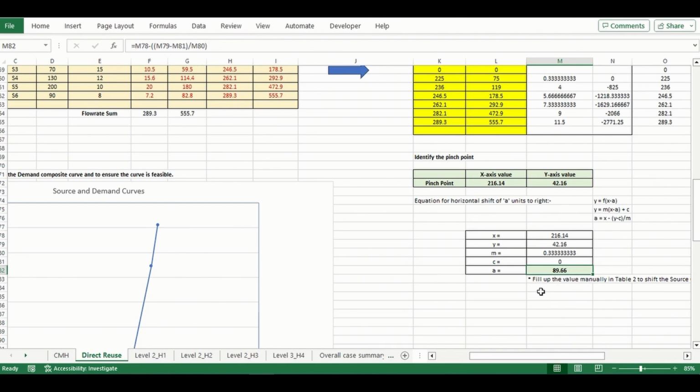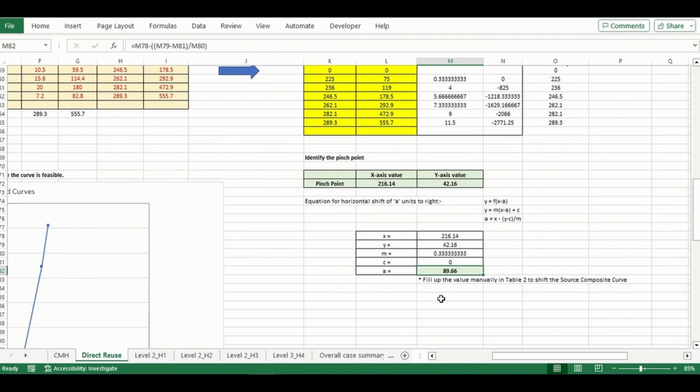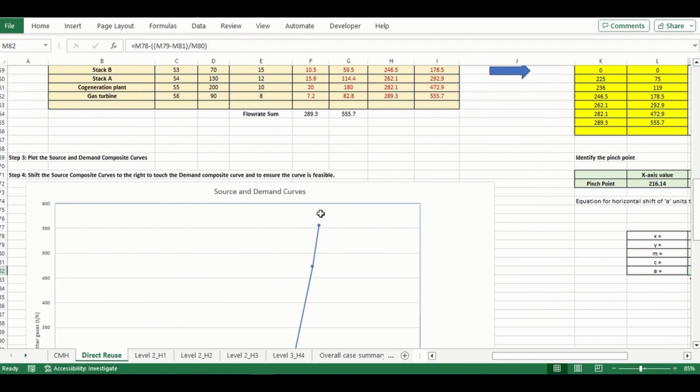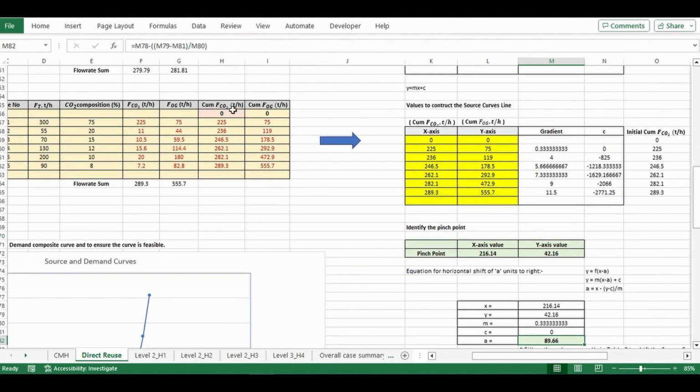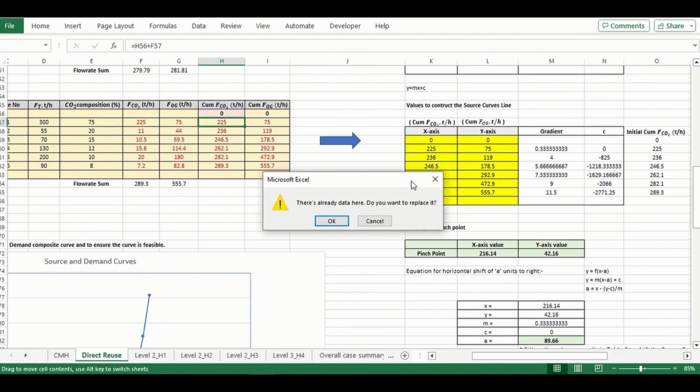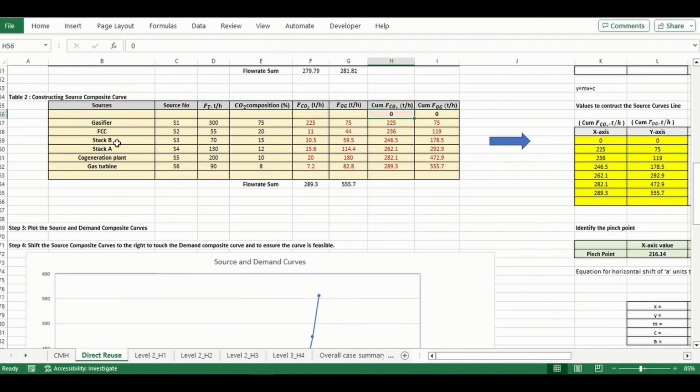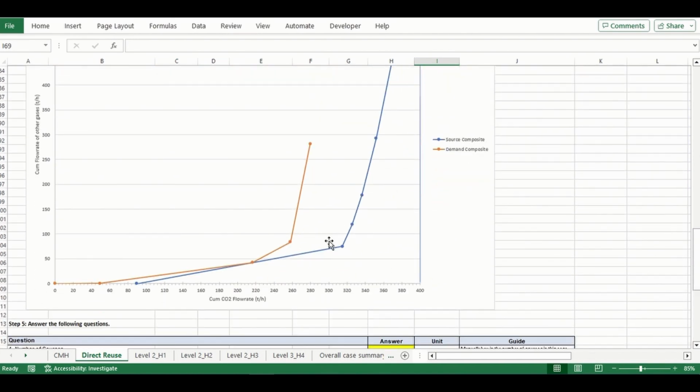After getting this value, we need to fill it in manually in table 2 to perform the shift of the source composite curve. So let me do it now, which is 89.66. And you can see that the source and demand composite curves are touching at one point, which is the pinch point, at 216.14 of CO2 flow rate and 42.16 of cumulative flow rate of other gases.